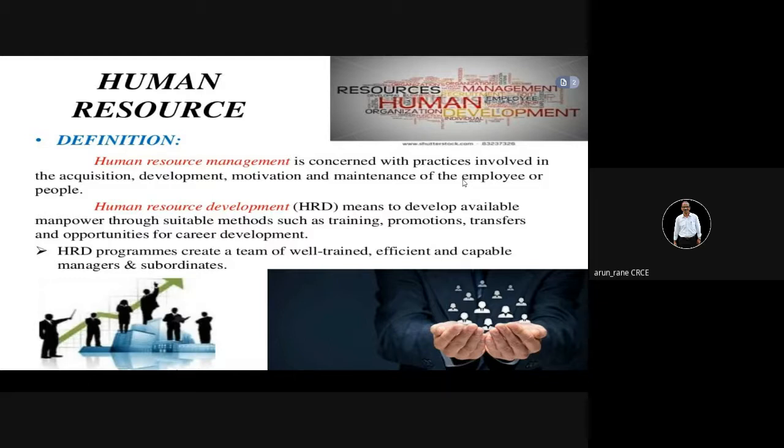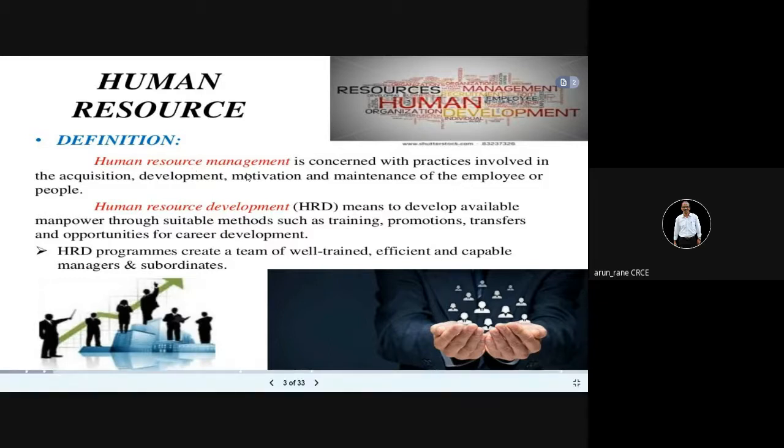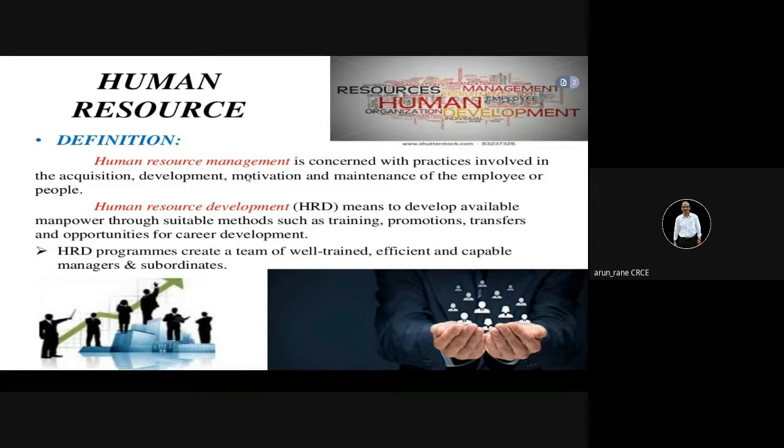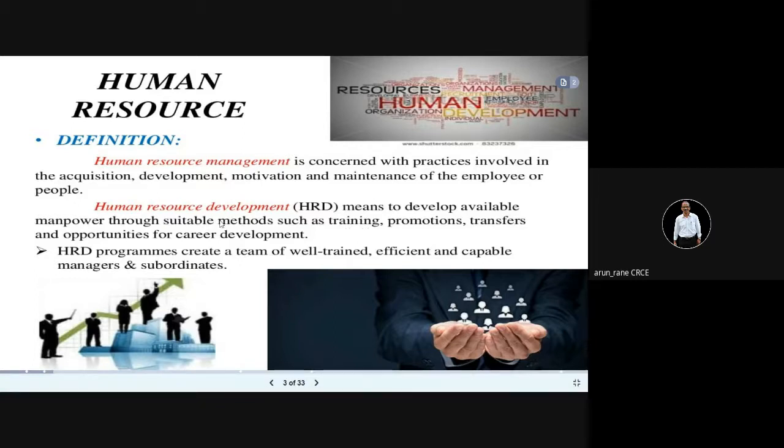So there is a difference between human resource management and human resource development. Human resource management is concerned with the practices involved in the acquisition, development, motivation and maintenance, and HRD, that is human resource development, is to develop available manpower through suitable methods such as training, promotions, transfers. So here this is like a generating function, and here this is development, meaning develop them.